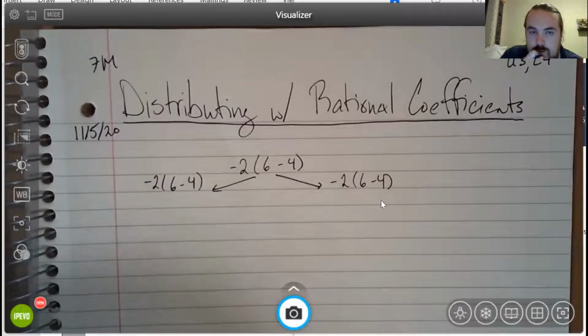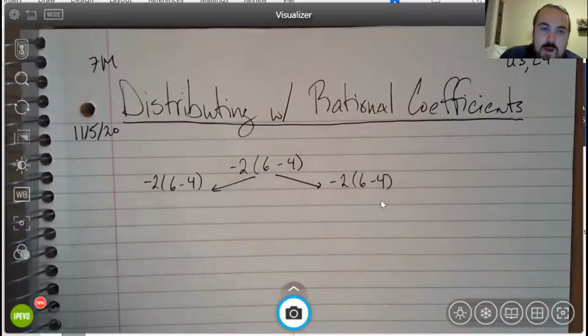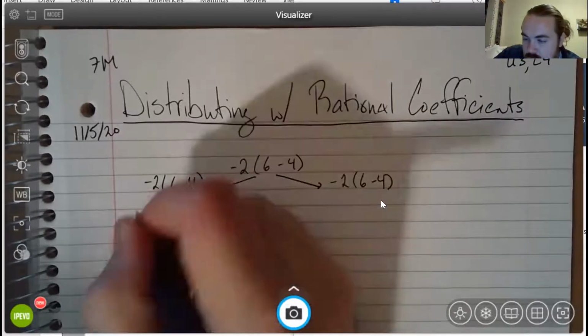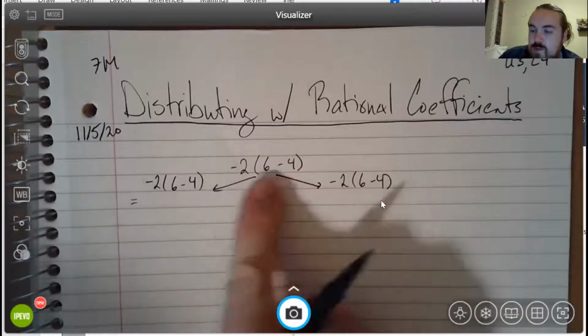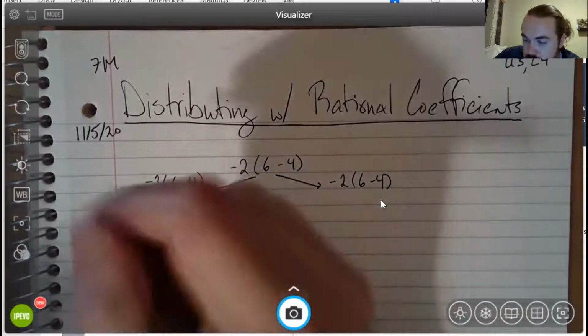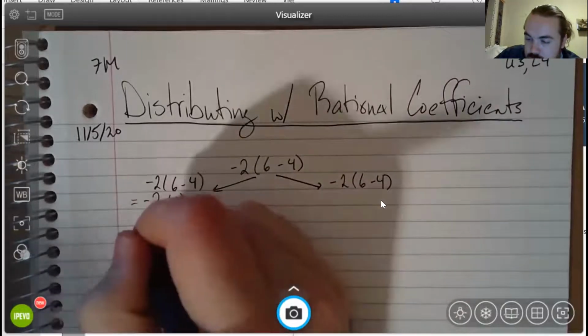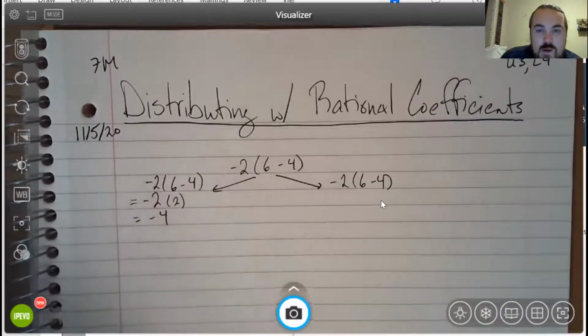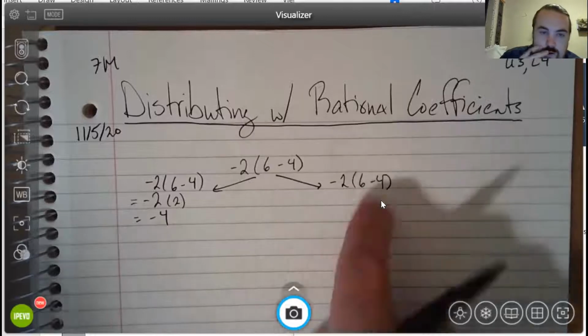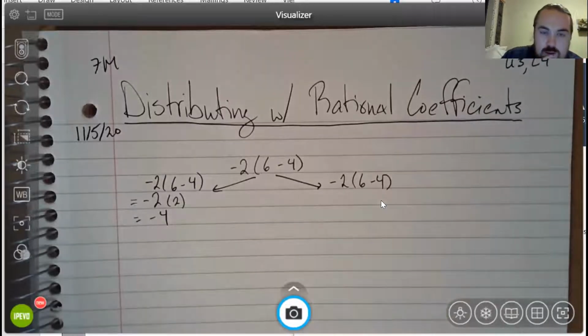Now, when you have all like terms, and 6 and 4 are like terms, you can just combine them. You can always solve this without distributing. You can solve it just by doing what's inside the parentheses. 6 minus 4 is 2, so we have -2 times 2. -2 times 2 is -4. All right, great. So when we distribute here and solve it, we should get the same answer.